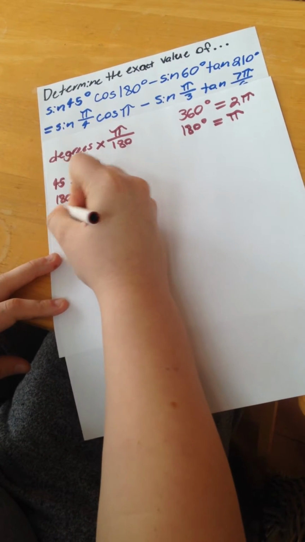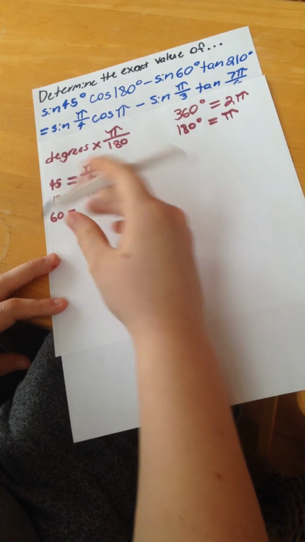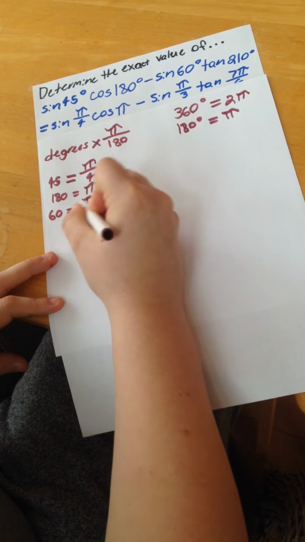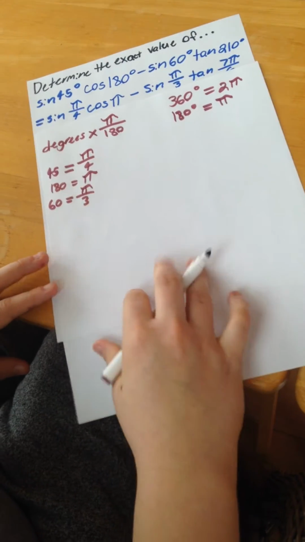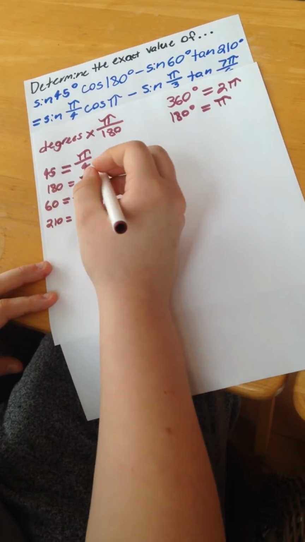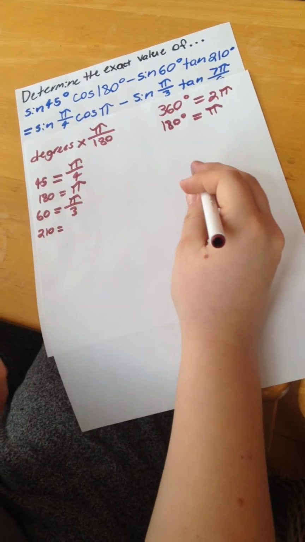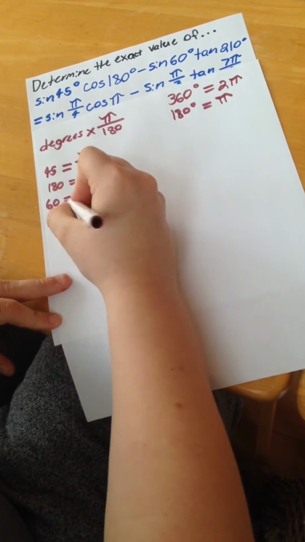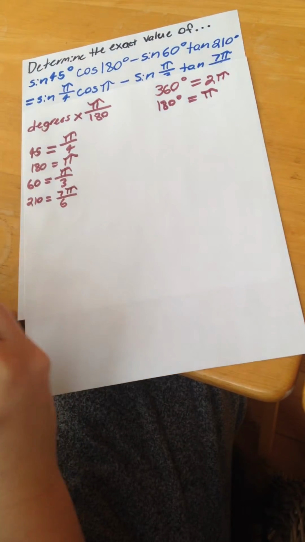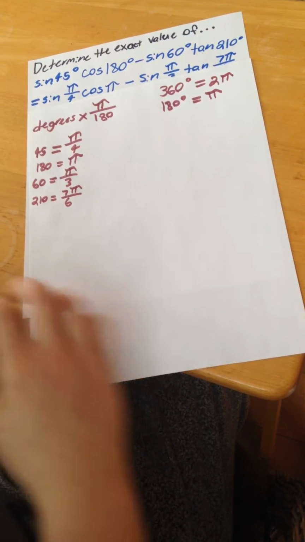For the 60 degrees, again, you do the degrees times pi over 180, and you get pi over 3. And for the 210 degrees, do the same thing. Put it in your calculator. Degrees times pi over 180 equals 7 pi over 6. So that's how we got those values.